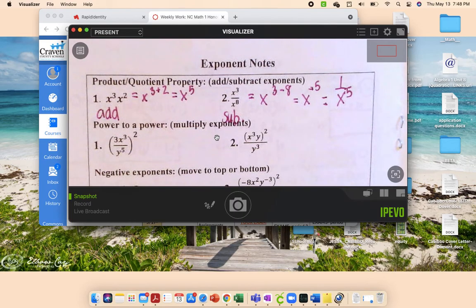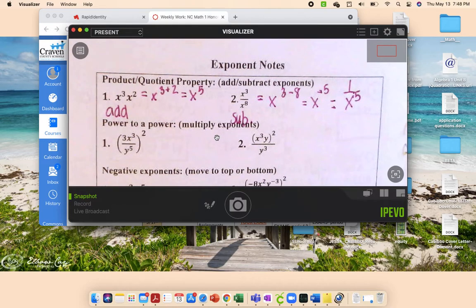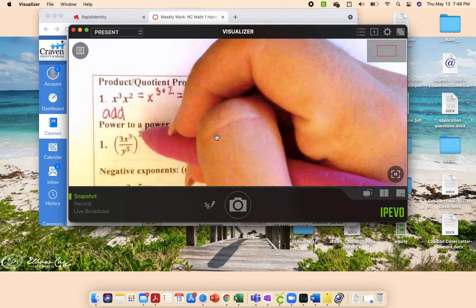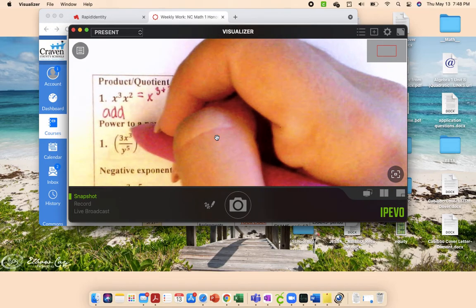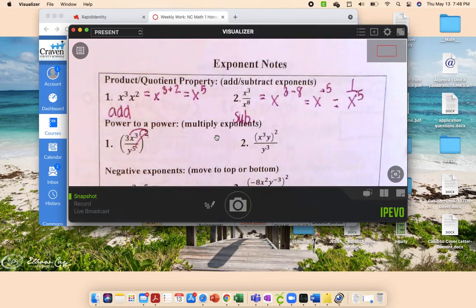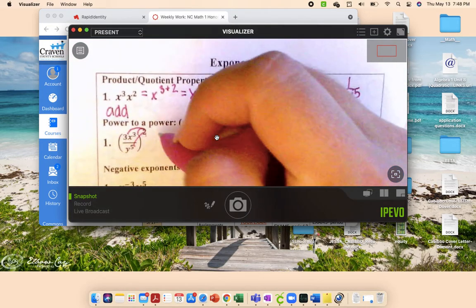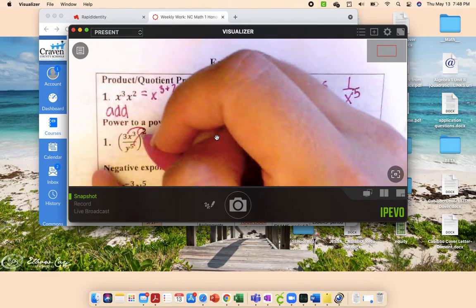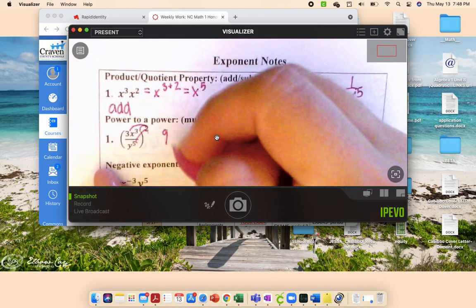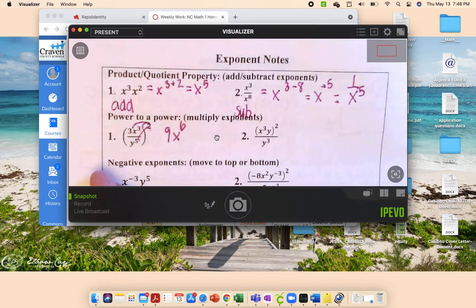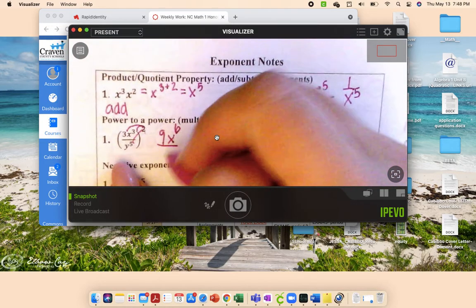In our next one, we have power to a power. So I have a double exponent with a single base. So we're going to multiply those exponents. And what I say to you guys is we're going to distribute that even though it's not really distribution. So this second power is going to everything inside. So 3 squared is 9. X to the third to the second, we're multiplying. So 3 times 2 is getting me x to the 6th. And then my denominator, I have y to the 5th to the second power. So 5 times 2 is y to the 10th.